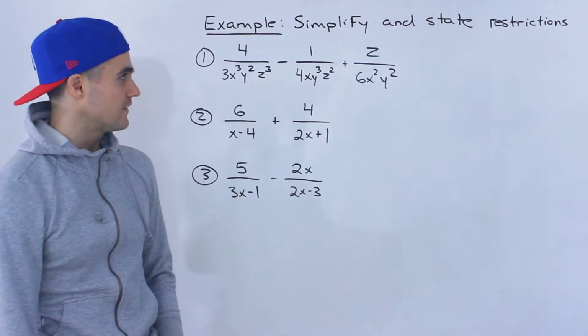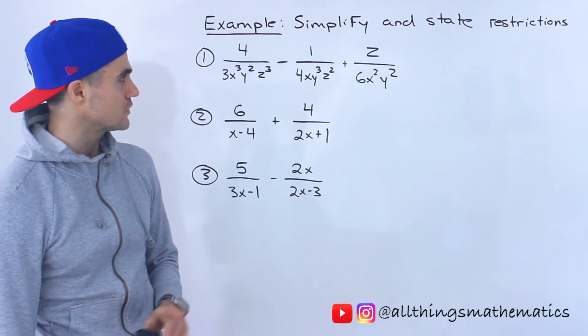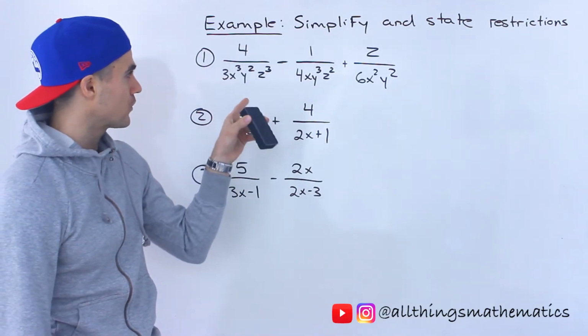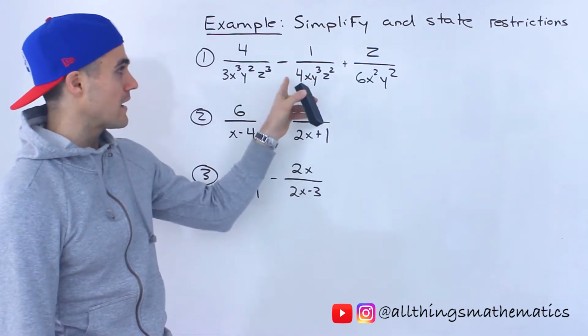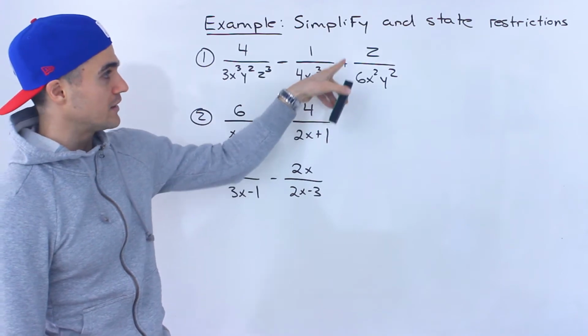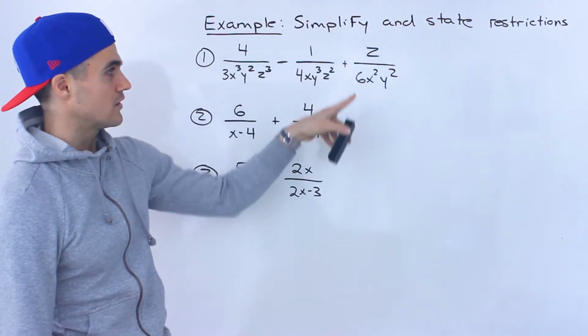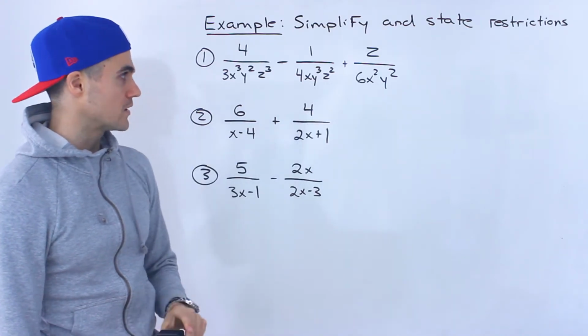Patrick here, and in this video we've got to simplify and state restrictions for these three expressions over here. So starting with number one, we've got 4 over 3x to the 3 y squared z to the power of 3, minus 1 over 4x y to the 3 z squared, plus z, this is a z over here, not a 2, over 6x squared y squared.